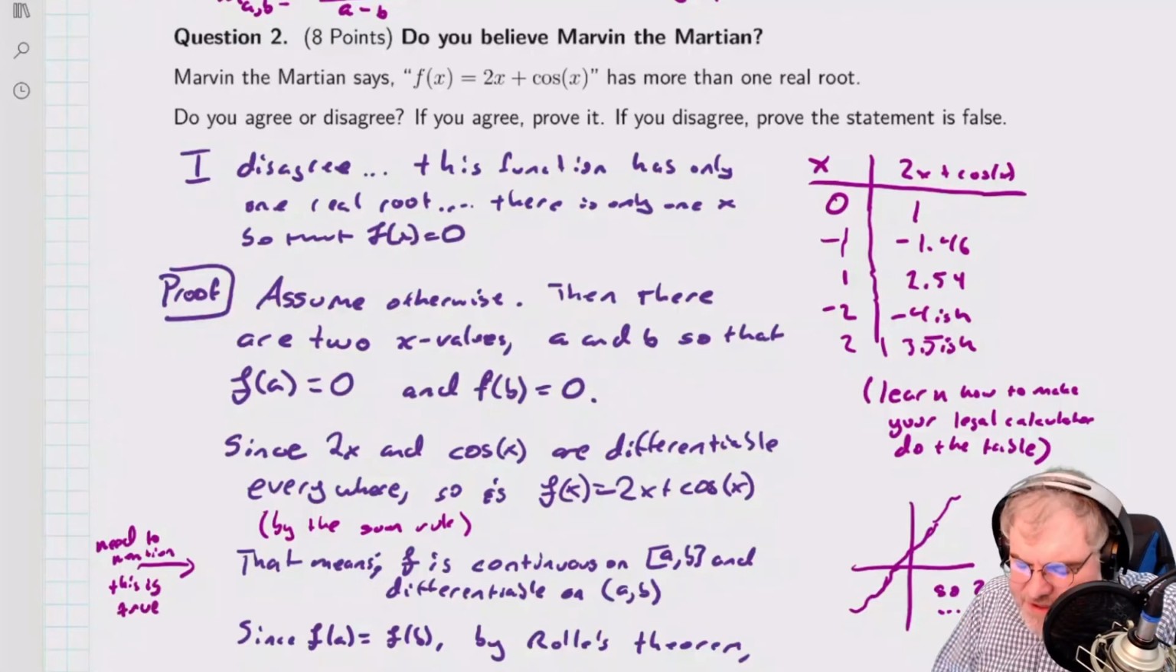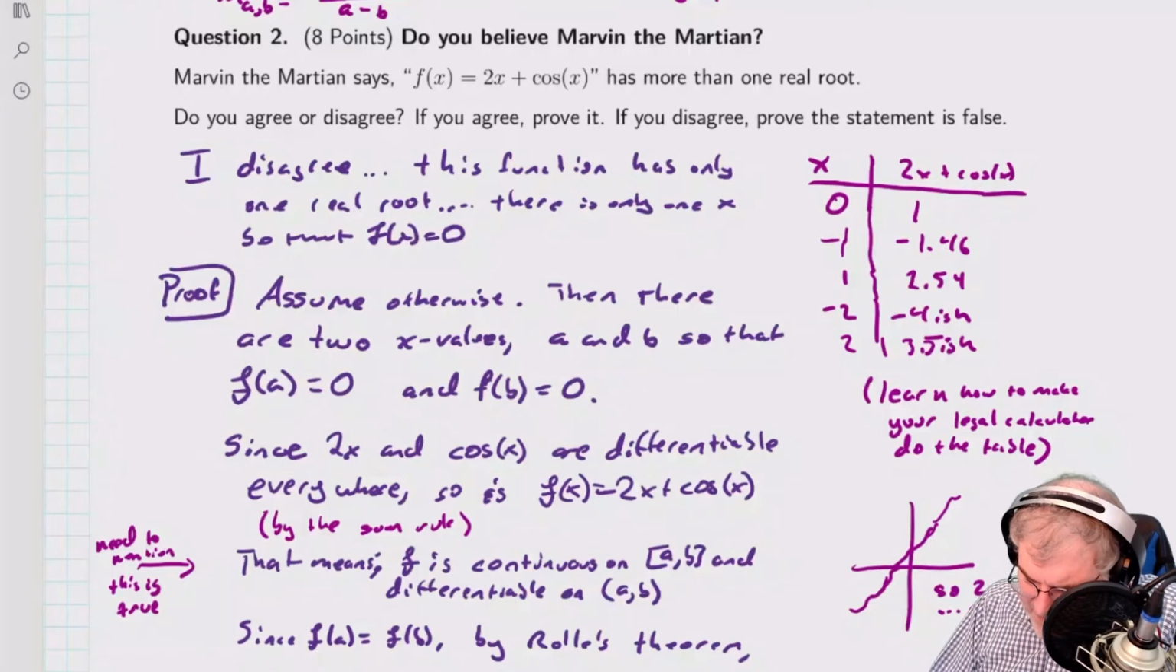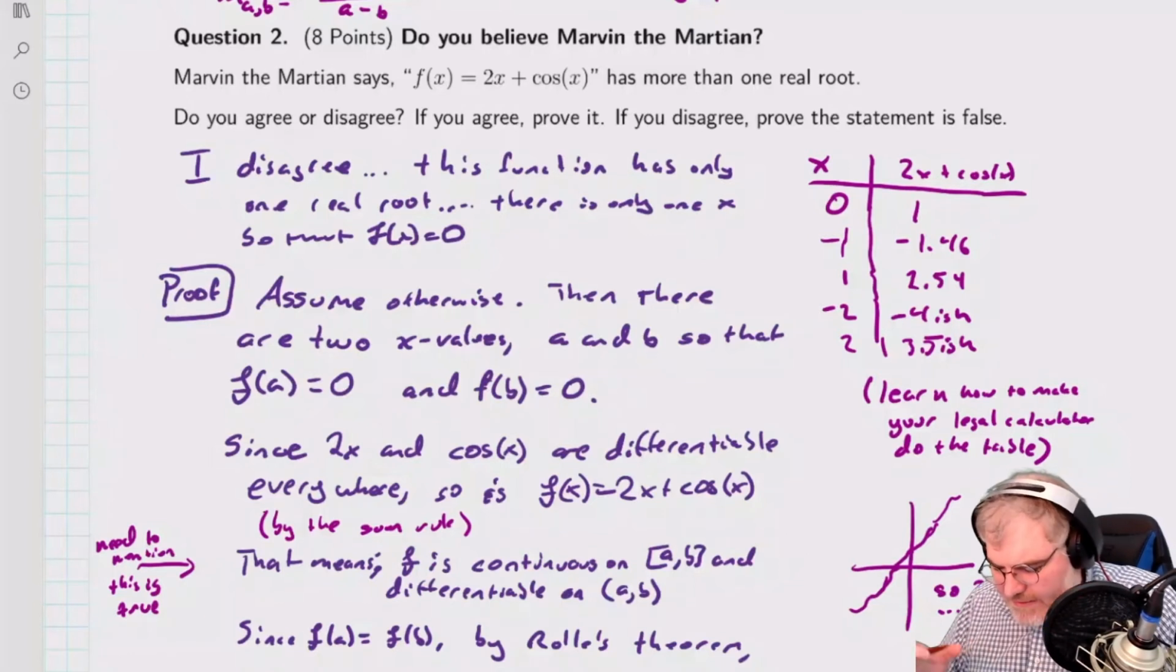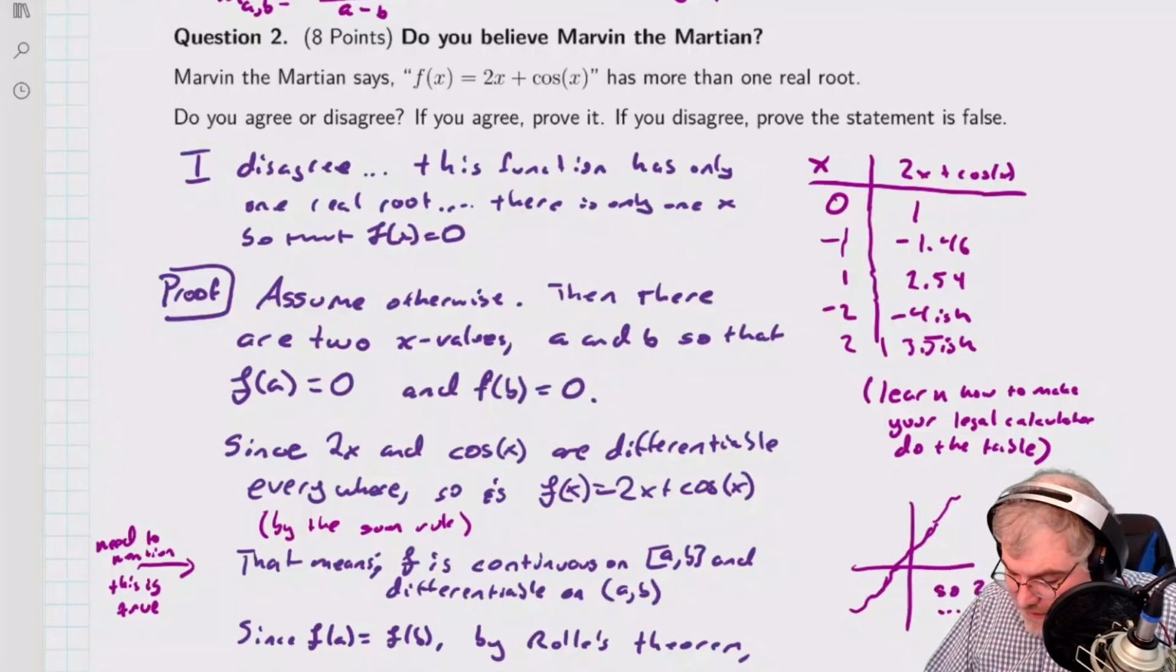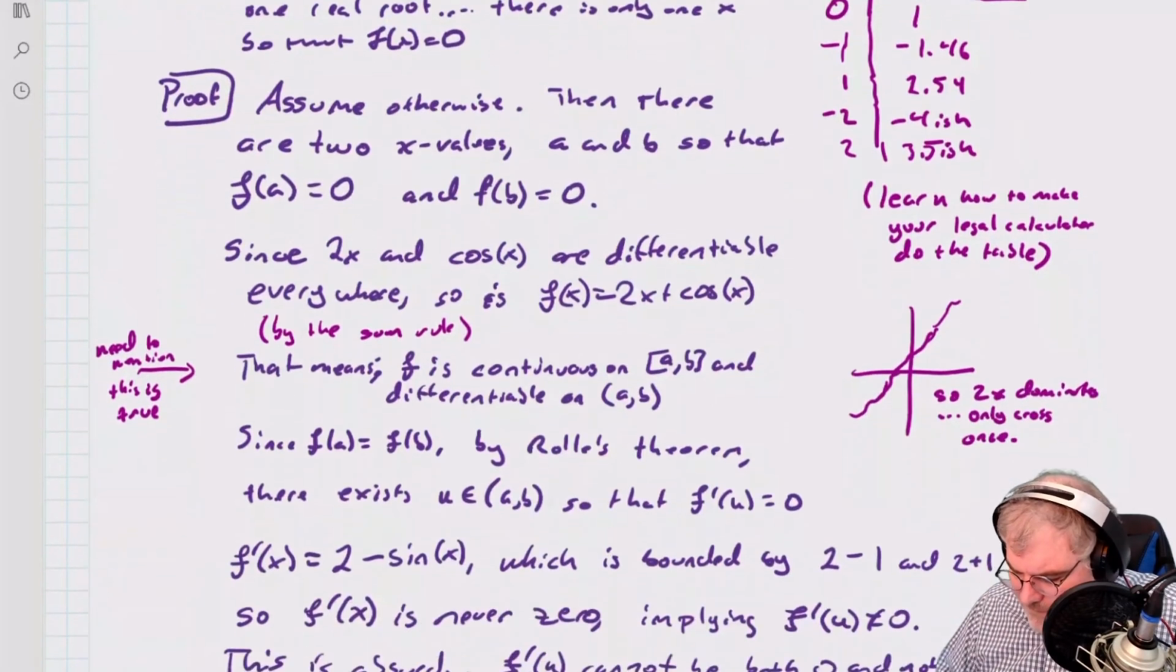And then I just have some details, right? These are details. If I didn't have details, I could have just said... So this is absolutely essential, and this is essential. These are details, and then I just kind of invoke Rolle's theorem.